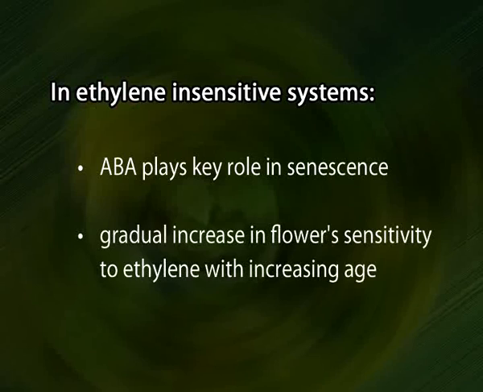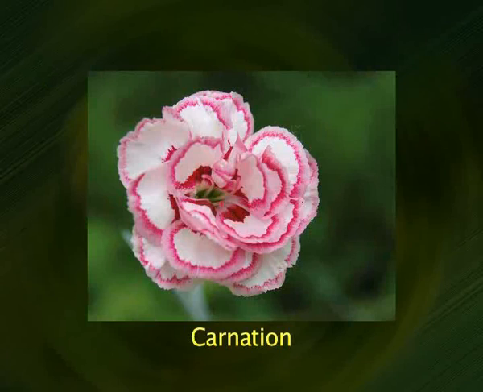It is generally believed that there is a gradual increase in the flower's sensitivity to ethylene with increasing age. In ethylene-sensitive flowers such as carnation, a rise in endogenous ethylene production triggers senescence and coordinates the expression of genes required for the process.